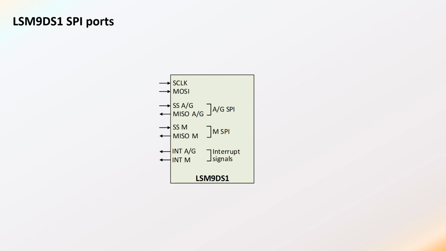Just kind of a high-level picture of the LSM9, showing what the ports look like. Again, showing that clock and MOSI are common, but the selects and the MISO signals are separate for the two instruments. And that's pretty much all handled for you when you manually select which port you want to write to. The interrupt signals at the bottom, we're not going to use those at all, so you don't need to worry about those.